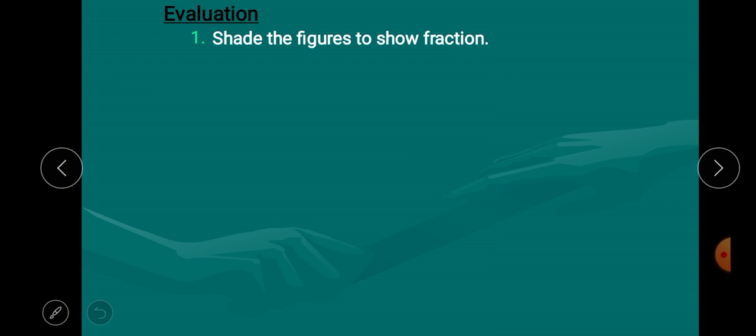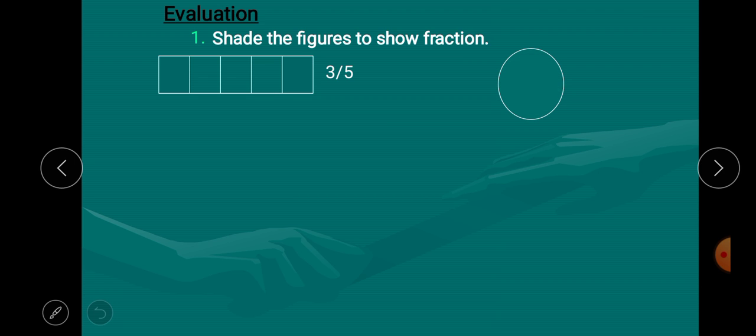Evaluation. Now we will shade the figure to show the fraction. What fraction do we have to show? 3 by 5. Means out of these 5 parts we have to shade 3 parts. So we can shade 3 parts in this way.